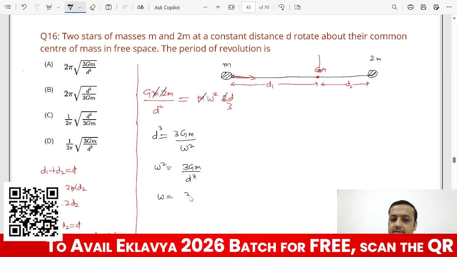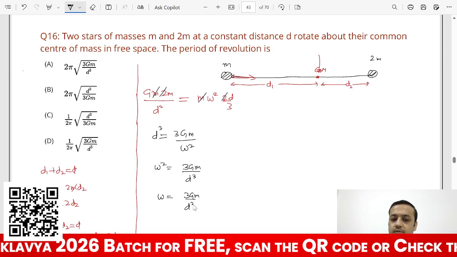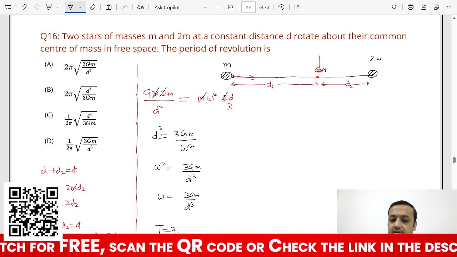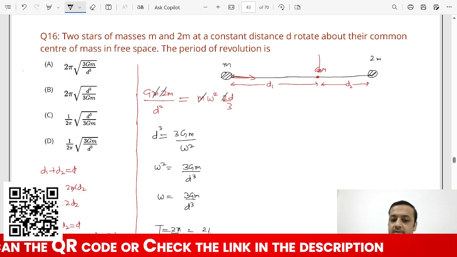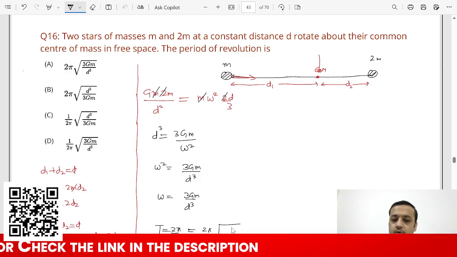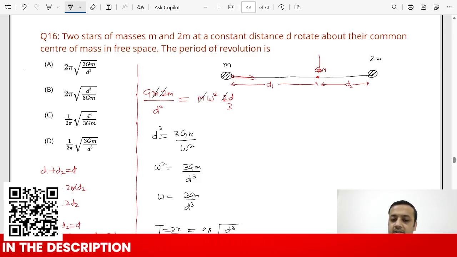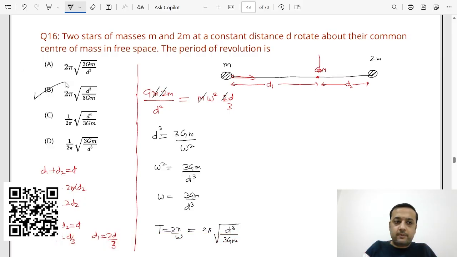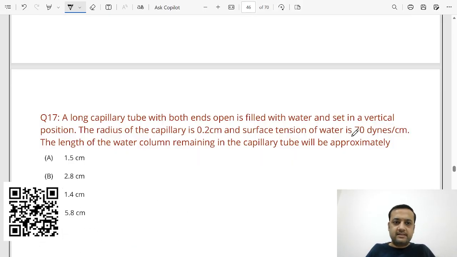So omega becomes root of 3Gm by d cube, and we have to find the time period, which is 2 pi by omega. So that means this will be 2 pi into under root of d cube by 3Gm. So basically this will be 2 pi root of d cube by 3Gm. Option B will be the correct answer for this question. All right, let's see the next question.